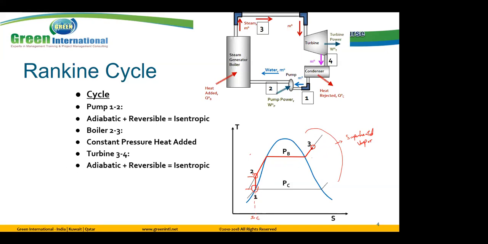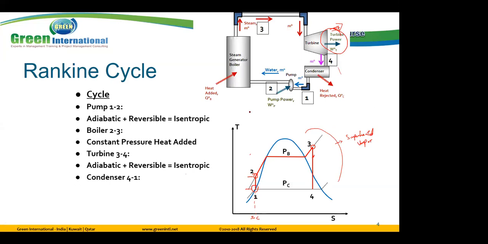Turbine from 3 to 4. We're going down like this. The process is isentropic, also meaning S equals constant, and we're going down from the high pressure side to the low pressure side. During this expansion, we will obtain electric energy. So this isentropic process is typically the same as the pump one.